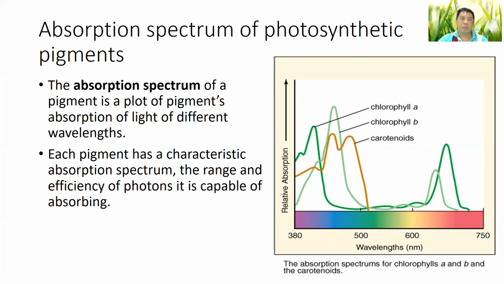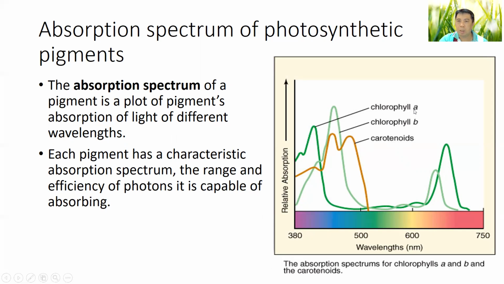For the photosynthetic pigments, we can show the absorption spectrum. That means which wavelengths of light are most absorbed by a particular photosynthetic pigment. This is known as the absorption spectrum of a pigment. It is a plot of a photosynthetic pigment's absorption of light of different wavelengths. Here are the different wavelengths of light, and here they show the different photosynthetic pigments that can absorb them. Each pigment has a characteristic absorption spectrum.